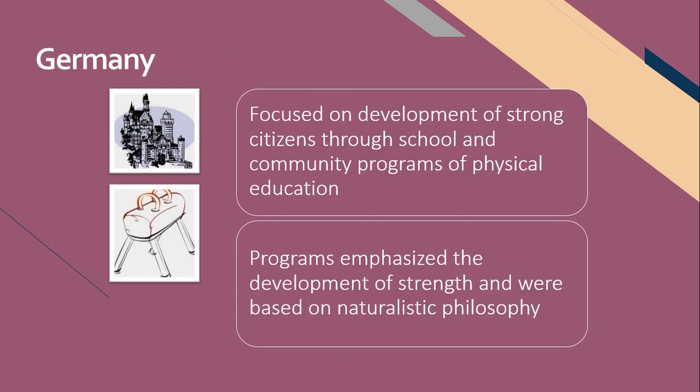During the late 1700s and 1800s, early modern Europe experienced the rising tide of nationalism. Against this backdrop, physical education programs in Germany, Sweden, and Great Britain developed and expanded. During the 1800s, proponents of these programs introduced them to the United States. During the early modern European period, physical education in Germany focused on the development of strong citizens through programs in the schools and community associations.